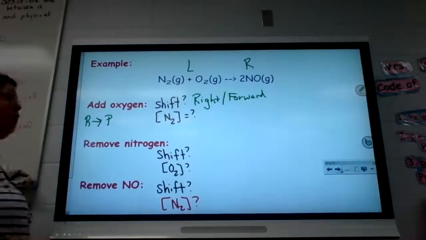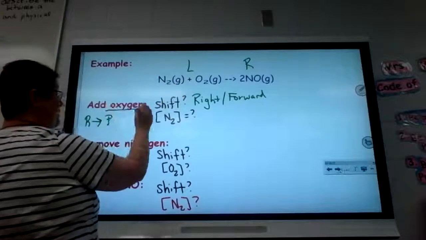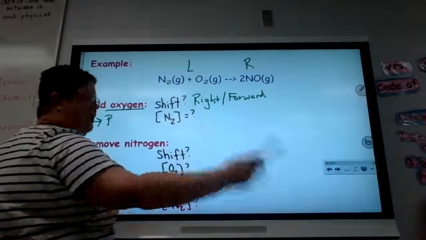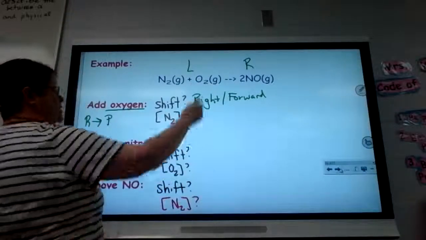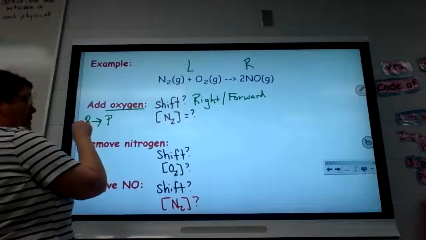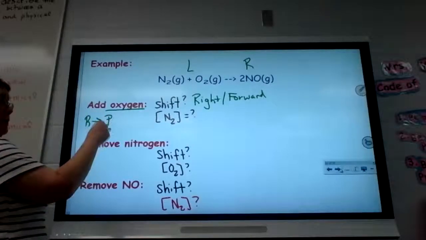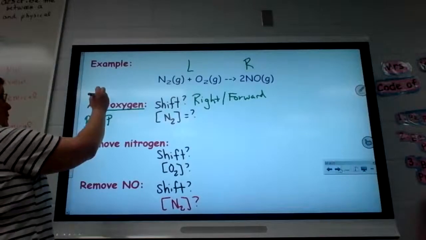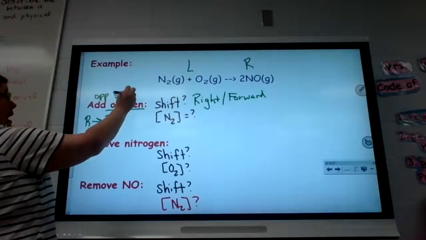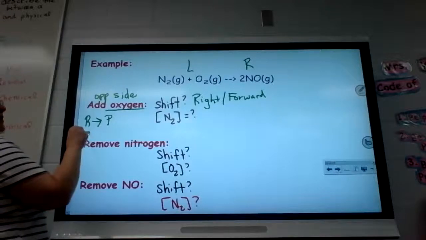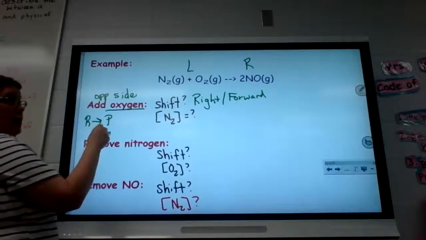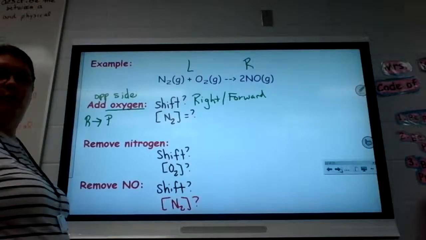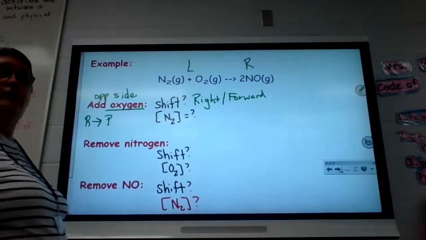Okay? So oxygen is a what? Is it a reactant or a product? I don't care if it's a gas. It's a reactant. So if it's a reactant, it goes to a what? To a product. So remember, the rule is it goes to the opposite side when you add. So if it's a reactant, it has to go to the opposite side, which is a product. That's why it goes to the right, because the opposite side from the reactant is the product, so that's the right.